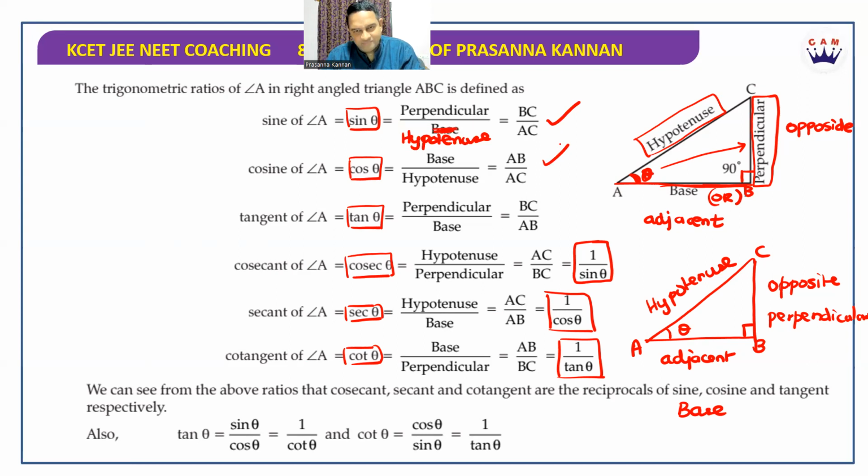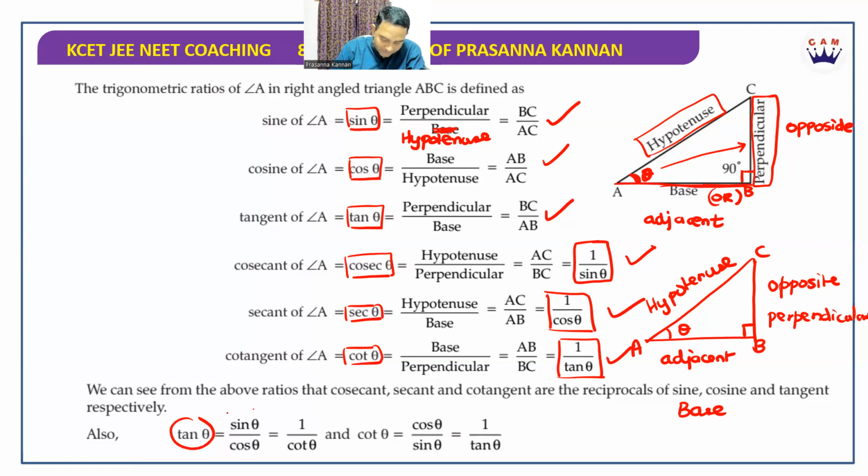What is tan theta? Perpendicular by base, or I can say opposite by adjacent, which is BC by AB. Then cosecant theta will be the reciprocal of sin theta, so that is hypotenuse by perpendicular. Secant theta will be the reciprocal of cos theta, so that will be hypotenuse by base. Cot theta will be 1 by tan theta, the reciprocal of tan theta, which is base by perpendicular. Clear?